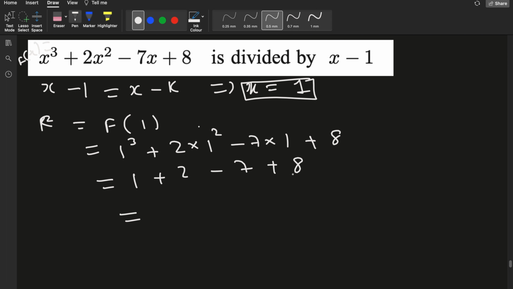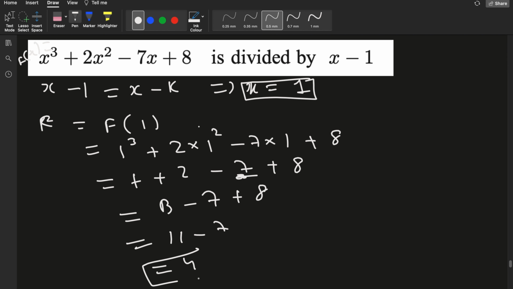We get 1 plus 2 minus 7 plus 8. When we add this and this, so this would be 3 minus 7 plus 8. 3 plus 8 would be 11 minus 7 equals 4. So the remainder would be 4.